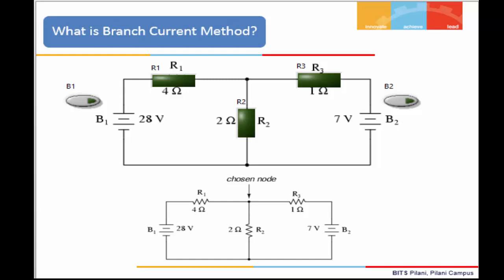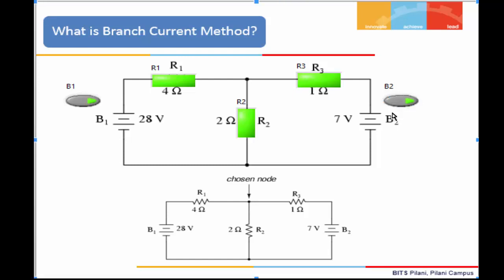Once we have one equation for every unknown current, we can solve the simultaneous equations and determine all currents and therefore our voltage drops in the network. Let's use this circuit to illustrate the method. This circuit consists of a battery with a 28 volt supply, resistance R1 with 4 ohms, resistance R2 with 2 ohms, resistance R3 with 1 ohm, and the battery B2 with 7 volts.